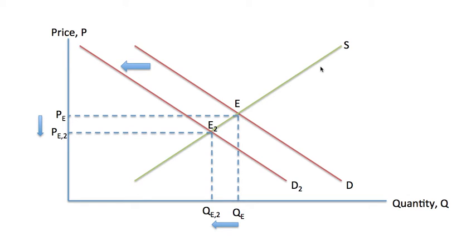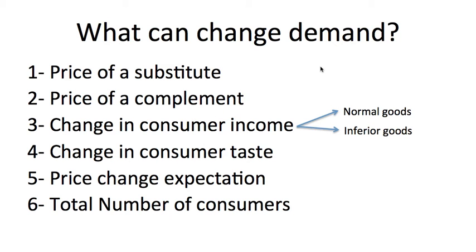So provided that the supply is fixed, we notice that if there's an increase in the demand, there will be an increase in price and quantity. If there's a decrease in the demand, there will be a decrease in price and quantity at equilibrium. But then let's ask ourselves, what are the causes that can change demand? And basically there are 6 factors that may change demand.